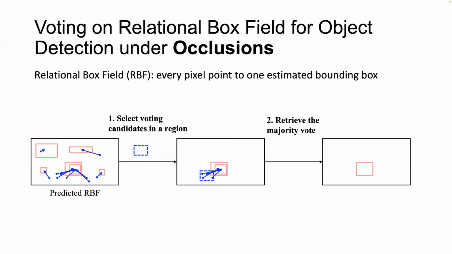First, we describe a voting process on relational box fields for object detection under occlusion. The relational box field is a mapping from every pixel to an object bounding box prediction. The pixel-wise predictions can be quite diverse because they are dependent on features from different locations in the input image. The voting function finds the consensus from pixel-wise predictions by selecting the bounding box with a majority vote. Similar to the Hough transform, our voting scheme is able to minimize the influence of outliers and generate stable predictions through the power of aggregation.